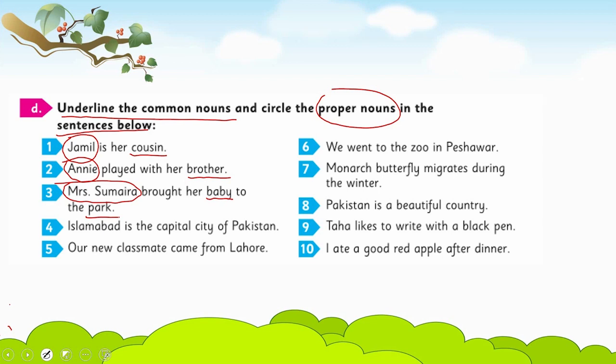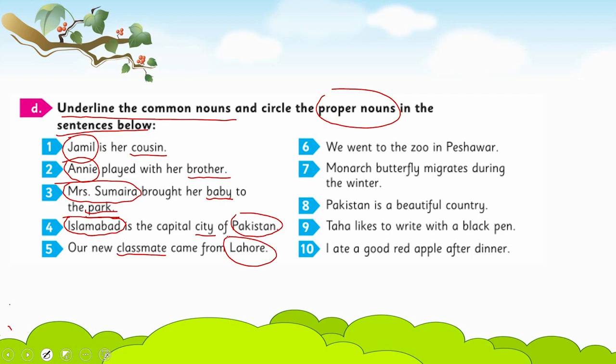The fourth one, Islamabad is the capital city of Pakistan. Here, Islamabad is the name of a specific city. That is why I am going to encircle it. And the city is what? City is a common noun and Pakistan is a proper noun. In the fifth sentence, our new classmate came from Lahore. Here, the classmate is a common noun and Lahore is proper noun.